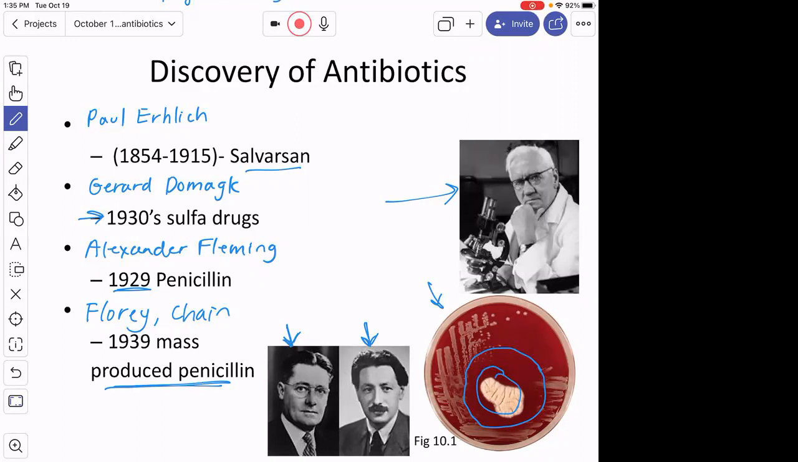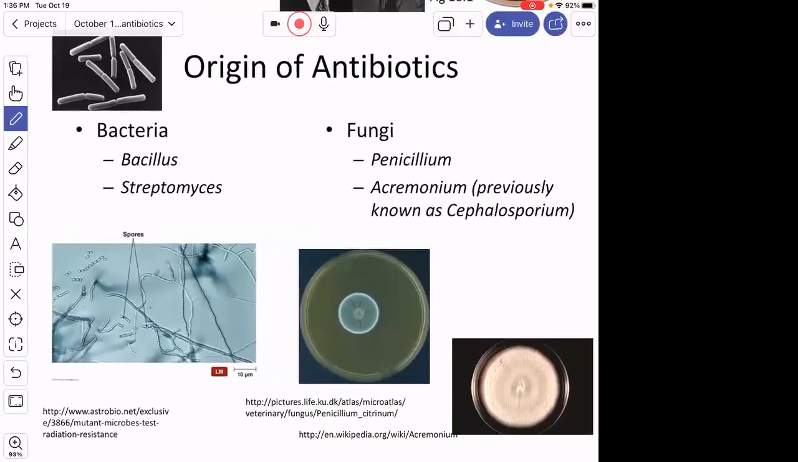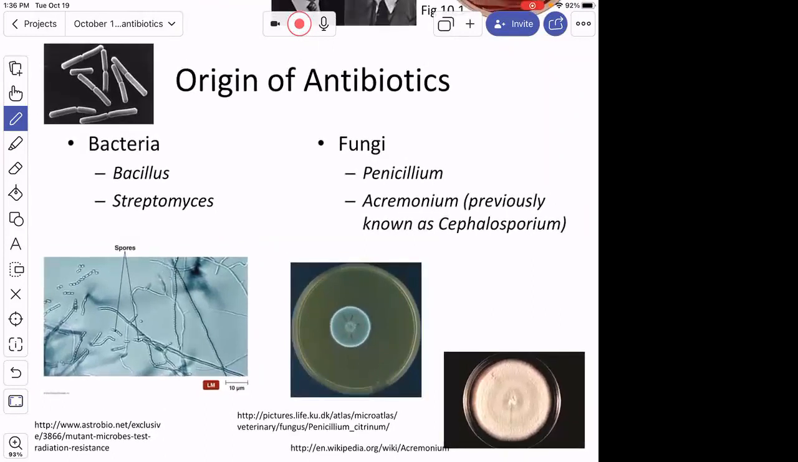Okay, so apparently only 3 people can share the Nobel Prize. So it was Fleming, Florey, and Chain, but again, lots of other people contributed to that. All right, so where do we get antibiotics from?